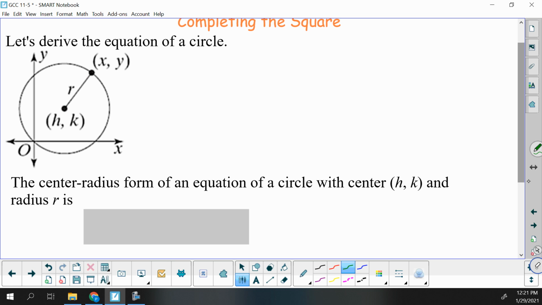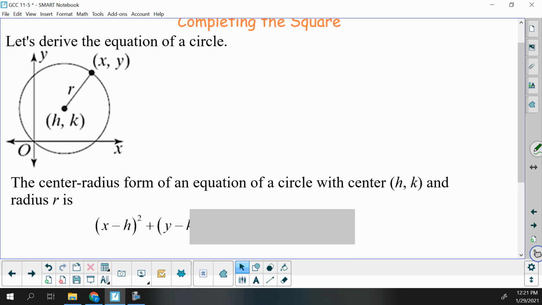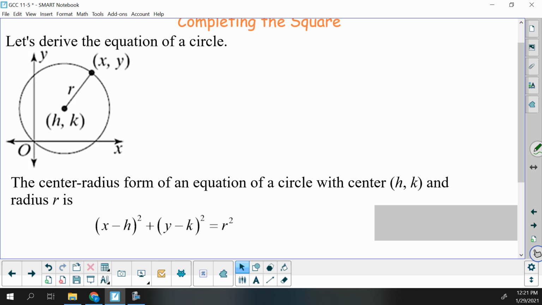Your center we will often call h comma k. This is our general form, our center radius form of a circle. So take a moment to write that down in the gray box there. We will be using this form a lot. So let's say hypothetically, our center was (5, negative 2). And let's say our radius was equal to 3.